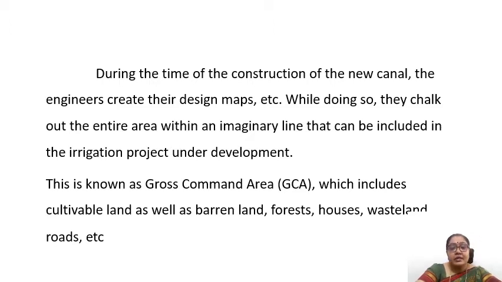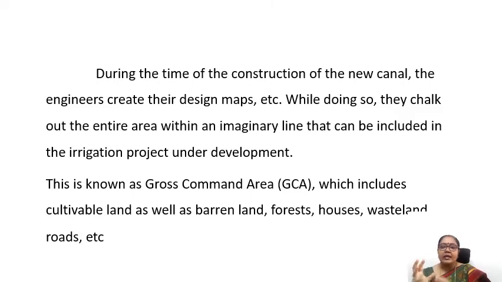So during this time, the construction of the new canal started. What the engineers would do would create their design maps. While doing so, they chalk out that entire area within an imaginary line that can be included in the irrigation projects under development. So this they called as GCA, or the gross command area. So what the engineers would do, anywhere they're planning, they're constructing the dams, these huge projects are happening. So the new canal is being created.